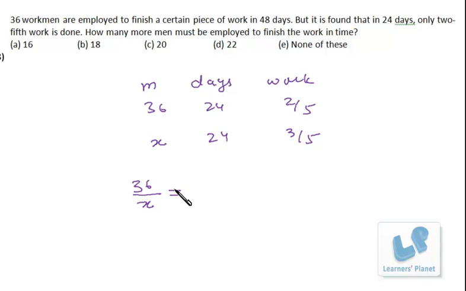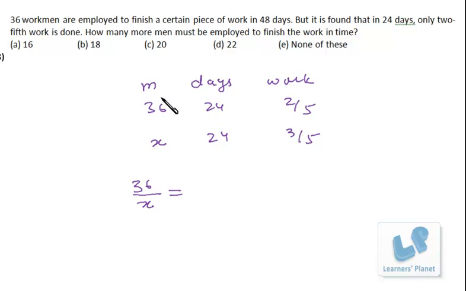Now just listen to me very carefully. We have to find out the type of variation, whether the things are in direct variation or inverse variation. What is the relationship between men and days? If to do a certain work, that means a fixed work, more men are employed, then fewer days are required.